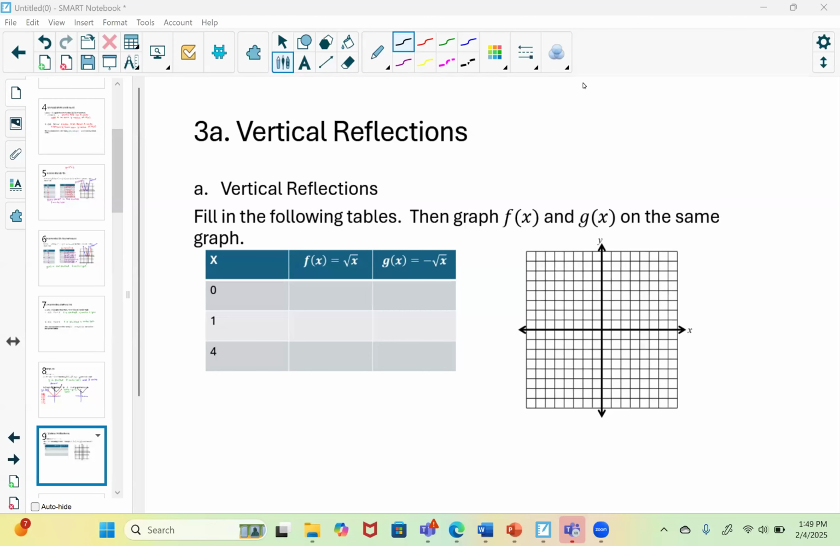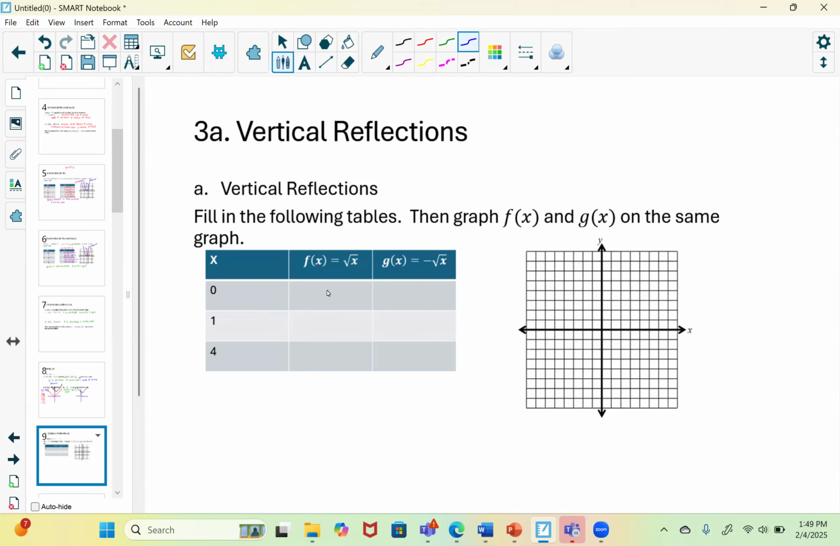So the second one we're going to talk about is reflections, which again is on that note sheet that I gave you. So we're going to fill in these tables and then graph these on the same axes. Okay, so I'm going to look at the square root of x. So again, if you forget what it looks like, we're going to put our table.